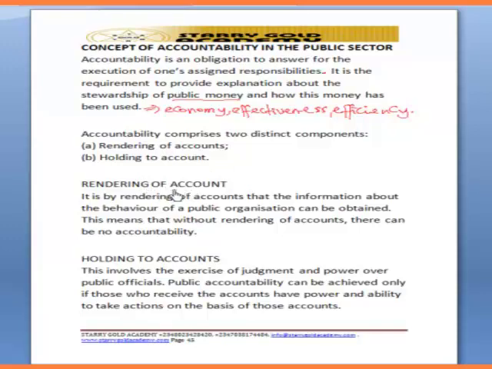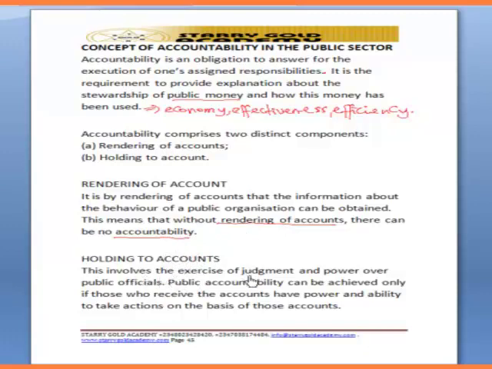Rendering of account, what does it mean? It is by rendering of account that information about the behavior of a public organization can be obtained. This means that without rendering of account, there can be no accountability. There will be no way to measure what the person has done against what the person has been asked to do.